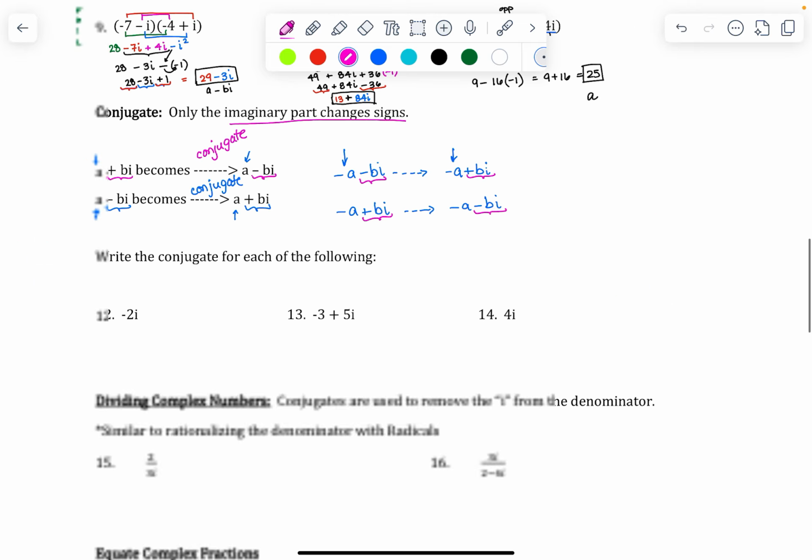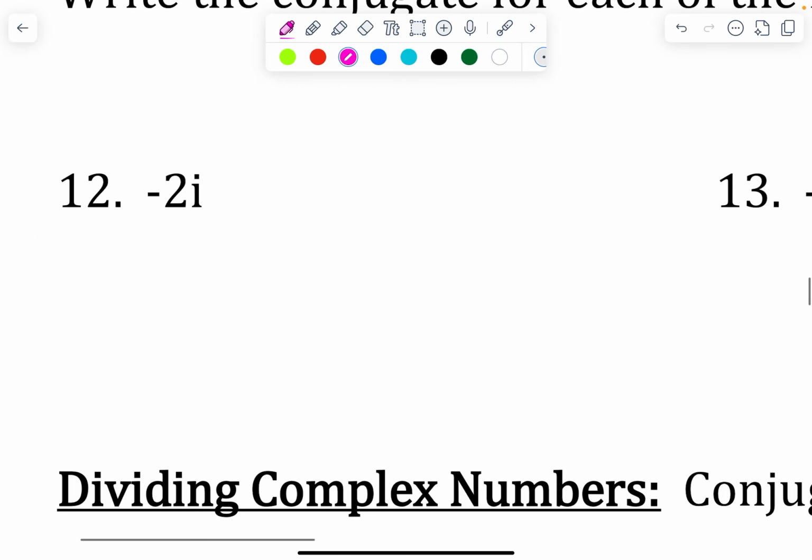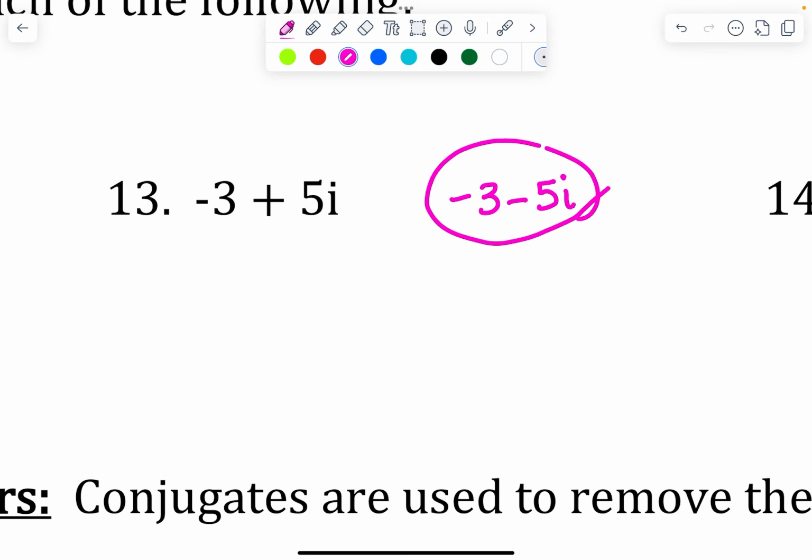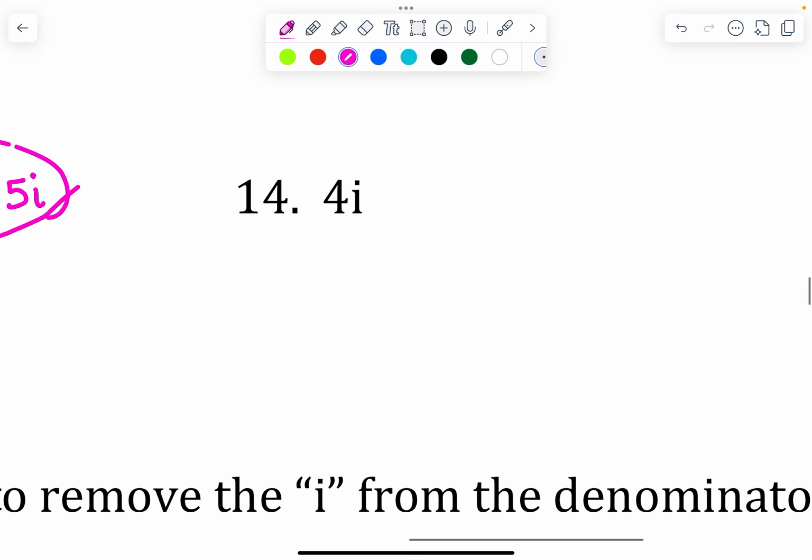Okay, with that in mind, let's state the conjugate here. Here your conjugate is a positive 2i. Number 13, your conjugate is a negative 3 minus 5i. And for number 14, your conjugate is a negative 4i.